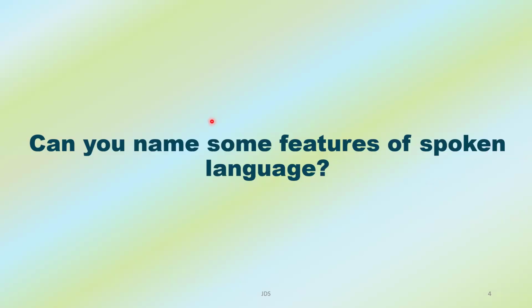Now you need to brainstorm and tell me any feature that is related to spoken language. Don't focus on written language. You can contrast with it, but our aim is to identify the features of spoken language. Think of any feature connected to spoken language. Quickly brainstorm and tell me as many features as possible.